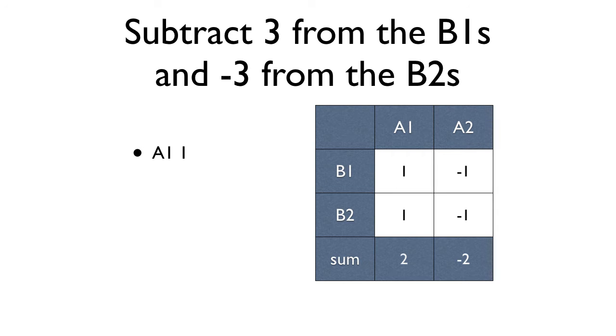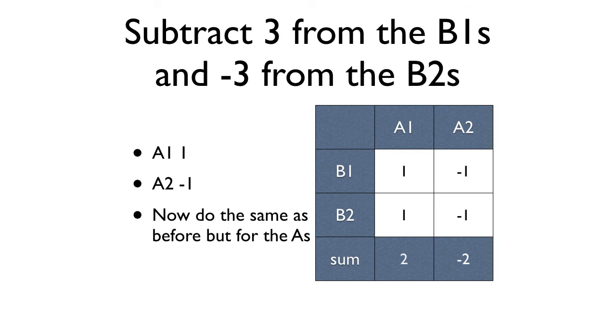And now we can find out what the average is for the A's. For A1, it's 1, and for A2, it's negative 1. So we're going to do the same thing as before for the A's. Now we're going to take 1 out of all the A1s and negative 1 out of all the A2s, and you can probably see what we're going to end up with. We're going to have nothing left.